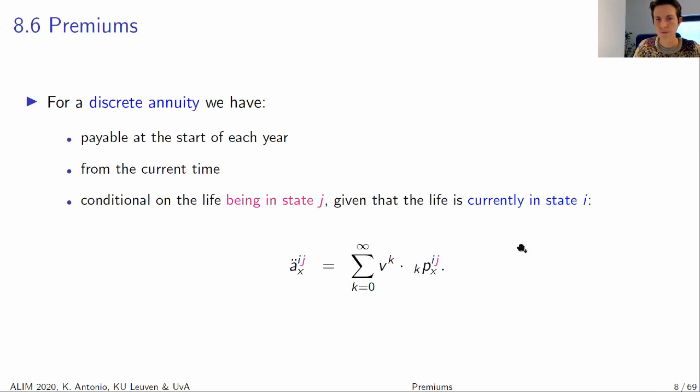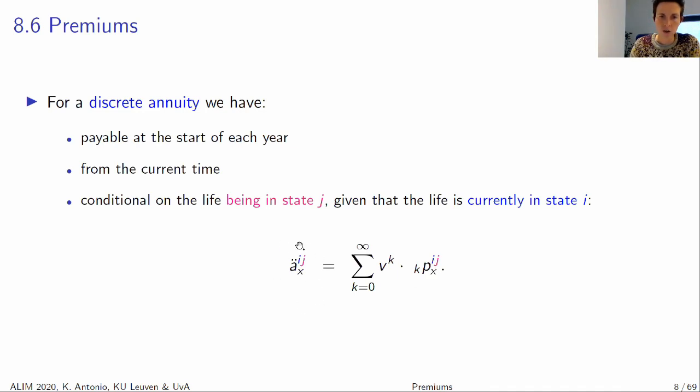Well, we have to run over all discrete time points k, starting from zero. And if we need to pay 1 euro at time k, then that euro is worth v to the power k at time zero. That's my discounting factor, right? And the probability that I will have to pay this 1 euro at time k is given by this transition probability. That's the probability that I will be in state j at time k, given that I'm currently in state i at time zero, right? And currently I have age x.